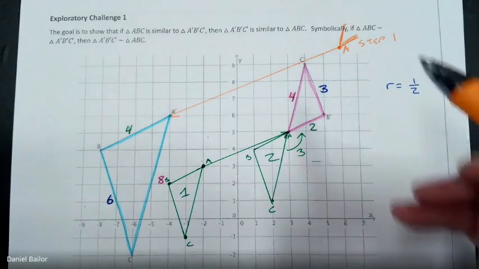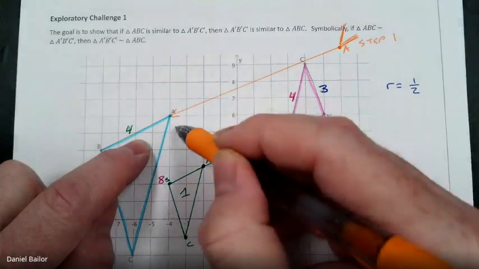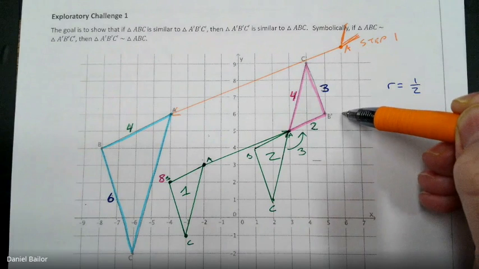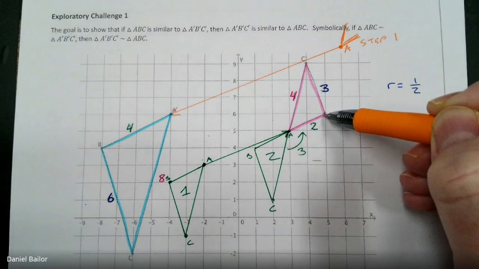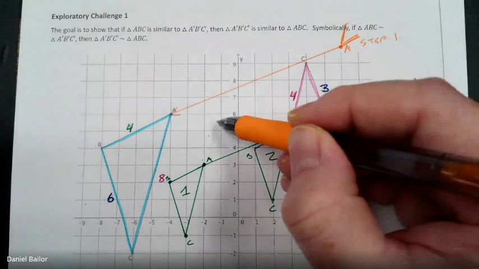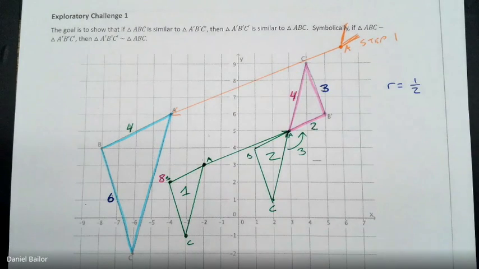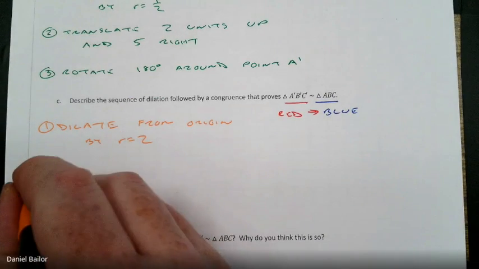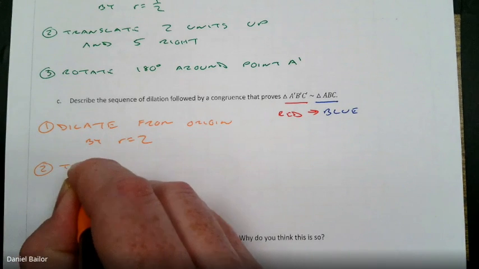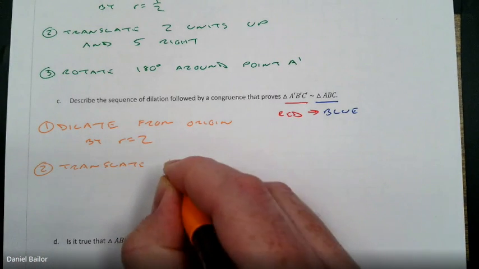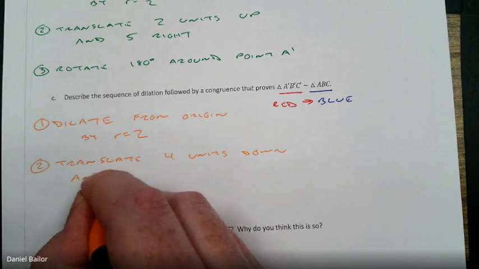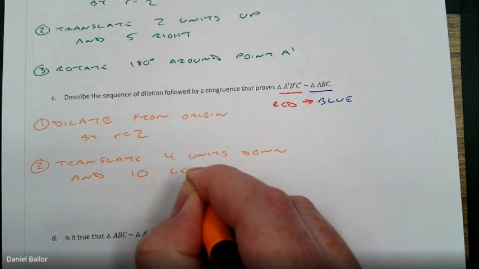And this time the vector is moving down and left because we're moving the opposite direction. So it goes down 1, 2, 3, 4. And it moves left 1, 2, 3, 4, 5, 6, 7, 8, 9, 10. So down 4 and left 10. We can do that. So step two, we need to translate 4 units down and 10 left.